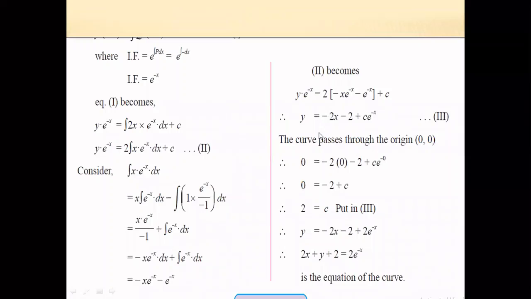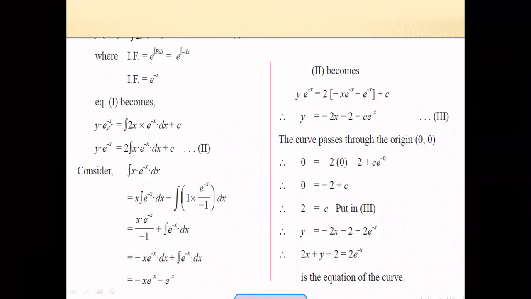So when you substitute the value of IF, what is p? It is minus 1. So we get e raised to power integral minus 1 dx. Now the integration of minus 1 gives us minus x. So we get IF is equal to e raised to power minus x. Now substitute this value in equation number 1. This is our equation number 1. y into IF is equal to integral q into IF dx plus c.